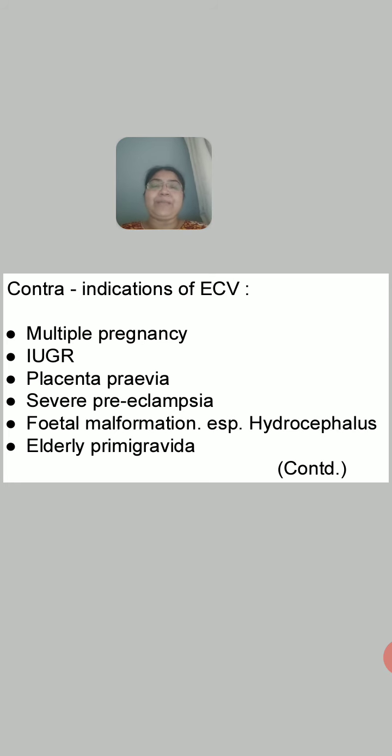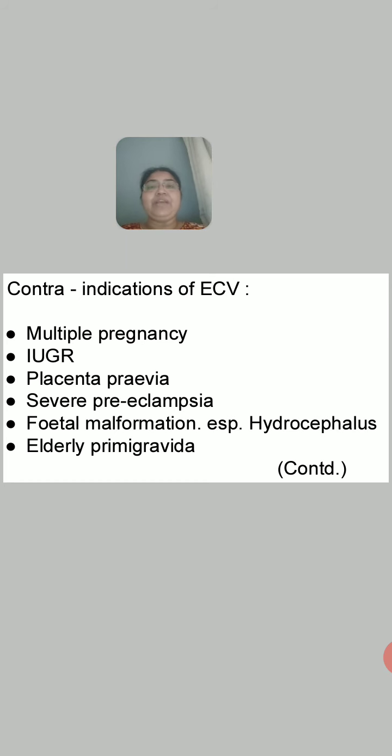Third is placenta previa, when the placenta is implanted on the lower uterine segment. It is quite possible that whenever there is placenta previa and there is breech presentation and the version is attempted, during version there may be separation of the placenta from the lower uterine wall, and this will lead to antepartum hemorrhage. So to prevent it, whenever there is placenta previa, version should not be done.